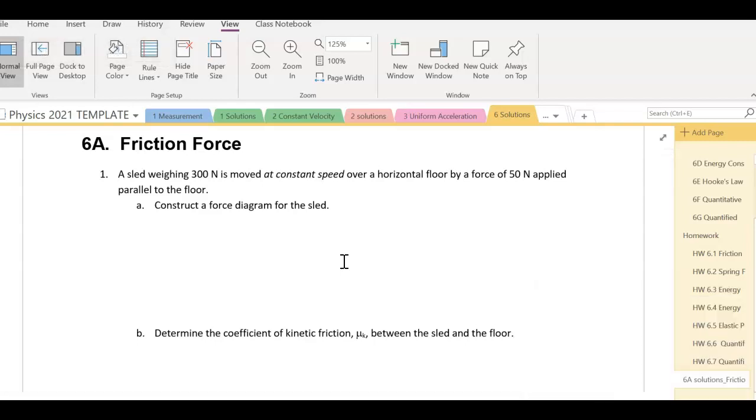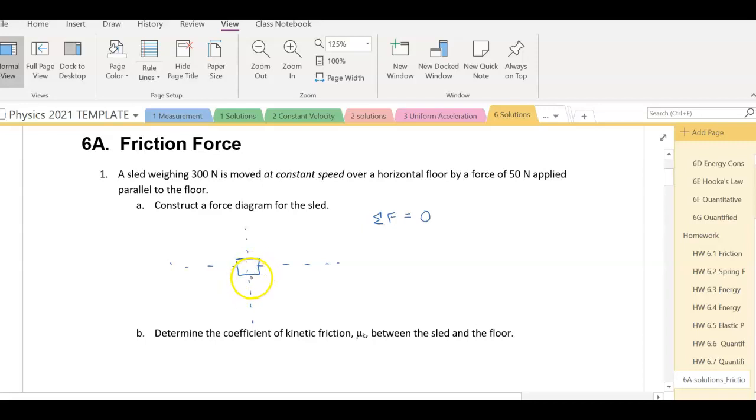Our first problem talks about a sled moving at a constant speed over a horizontal floor, and someone is applying a force of 50 newtons to pull the sled. Let's do a force diagram for the sled. Since the sled is sliding at a constant speed, I know that the net force is zero because of Newton's first law. An object moving at constant speed has all forces balanced.